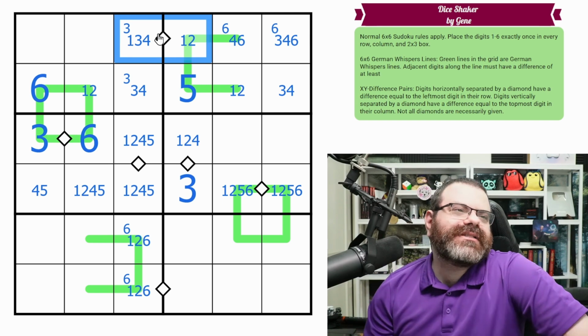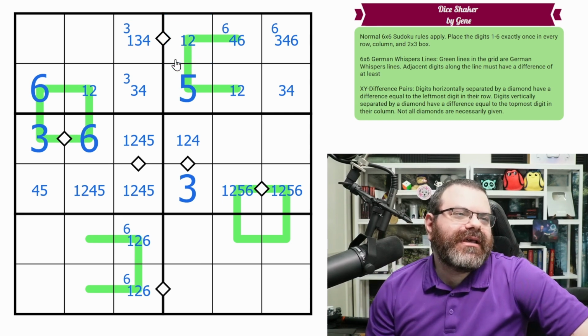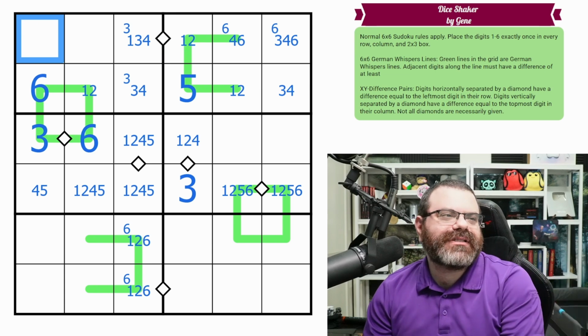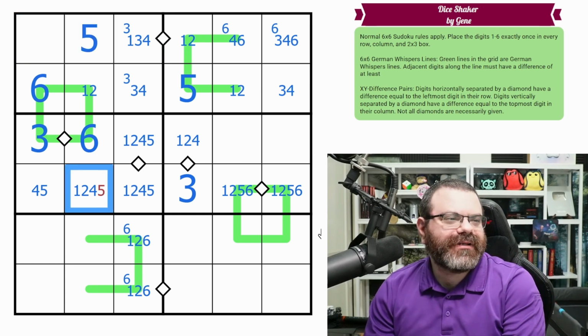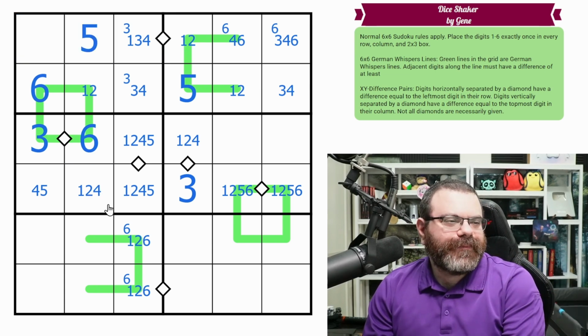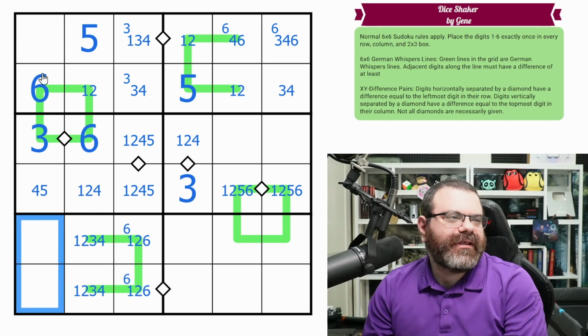I wonder if this difference makes a... Like, this can't be a 5, right? We can't put 1, 6 here. So this is not a 5. So 5 in this box goes here. So that's not a 5. These are 1, 2, 3, 4. Hmm. Don't know what to do with that. These are 1, 2, 4, 5. That's not a 5.